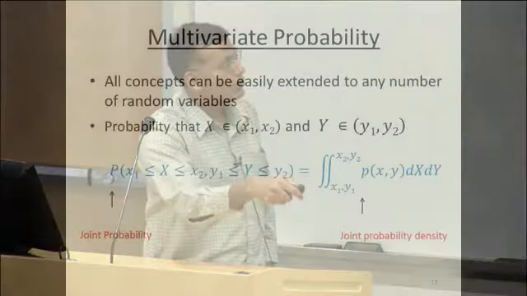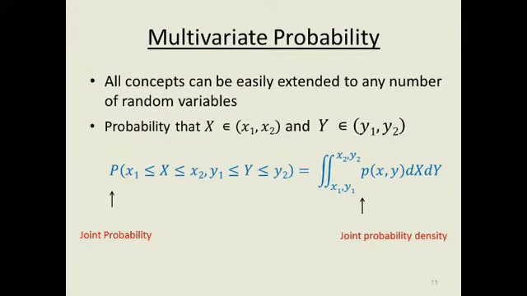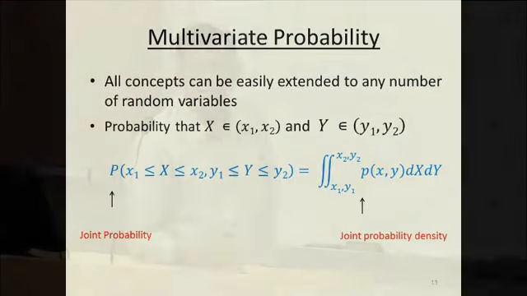So in bivariate distributions, where you have two random variables x and y, the probability that the variable x is between x1 and x2, and the probability that the variable y is between y1 and y2, is just this integral of the joint probability density. When you go to higher dimensional distributions, you typically refer to them as joint distributions. So p of x comma y dx dy, where x ranges over x1 to x2, and y ranges from y1 to y2.